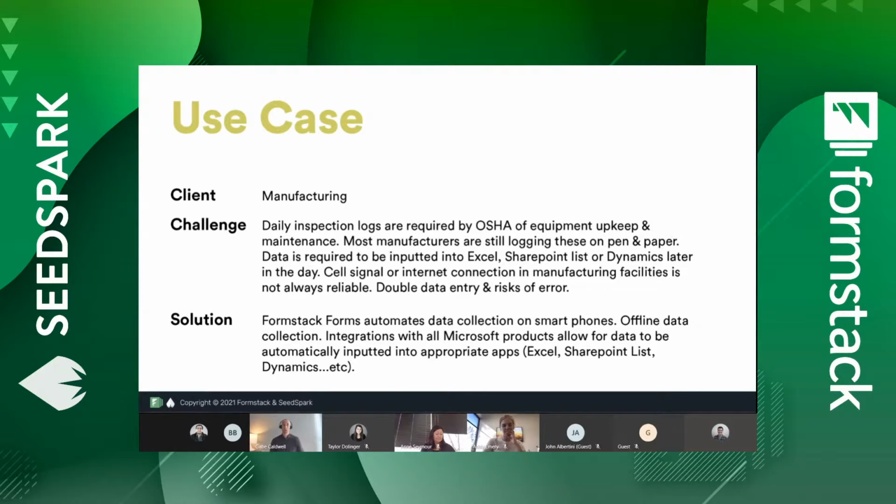And then the last point, again, comes back to that offline data collection. A lot of manufacturing plants don't have great cell reception or internet connectivity out there on the lines. So our iOS and Android app offline data collection component was key, giving them the insurance that they would be taken care of if they have spotty internet for that day.